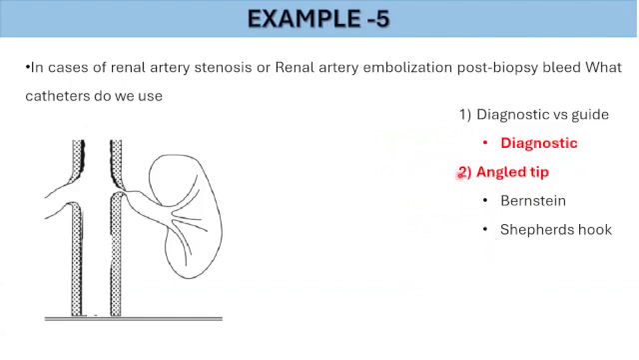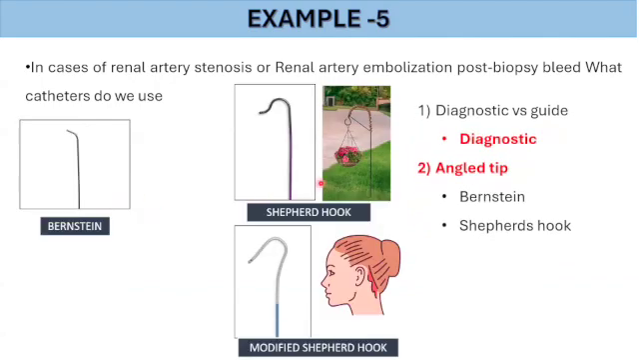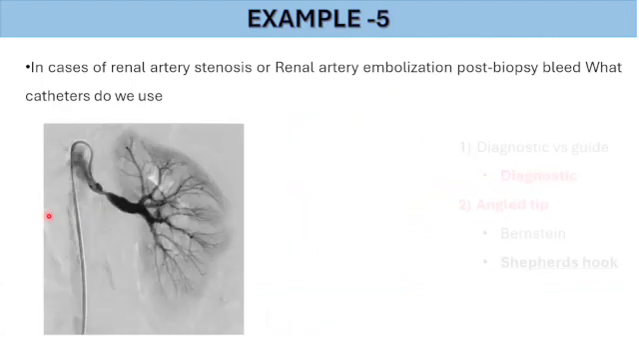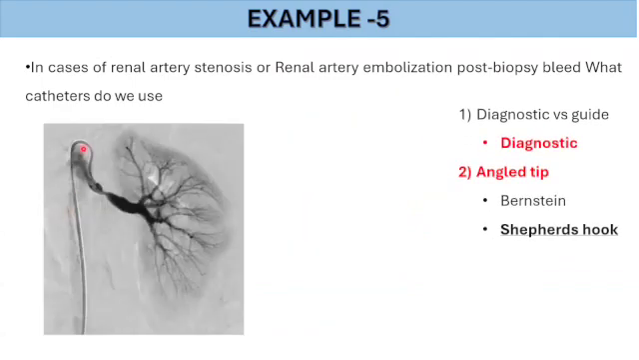In the case of renal artery stenosis, either an angled tip catheter can come from here or a shepherd hook or a modified shepherd hook catheter can be used to enter the renal artery. So this is a shepherd hook catheter which was used.